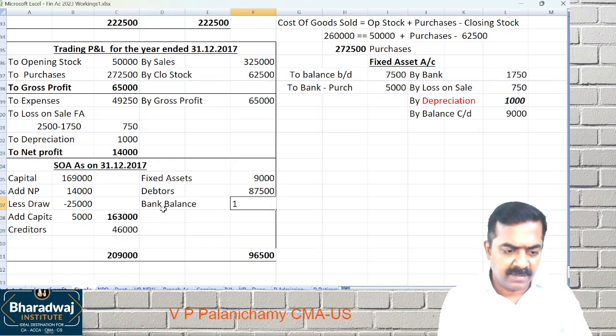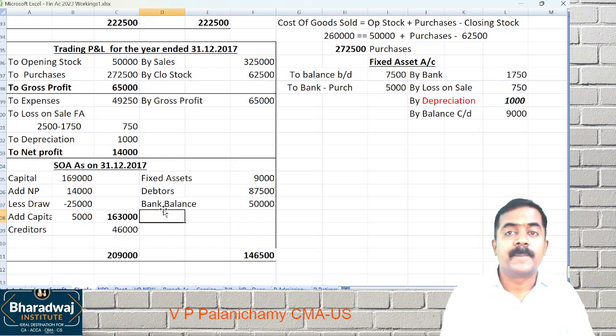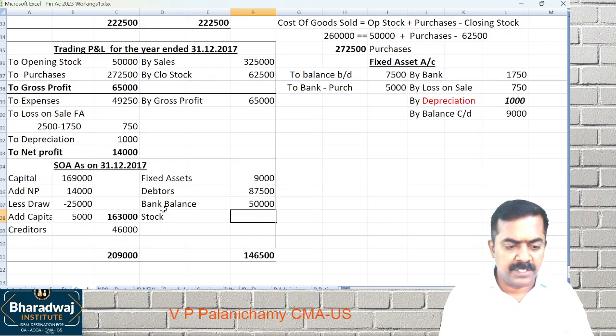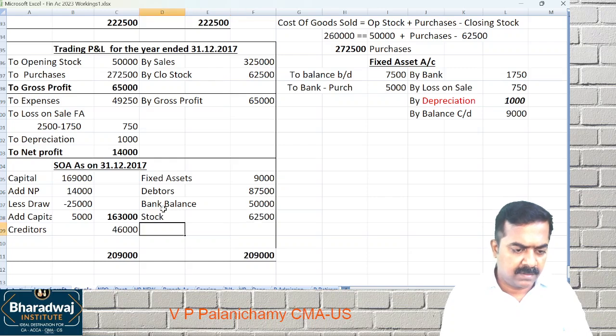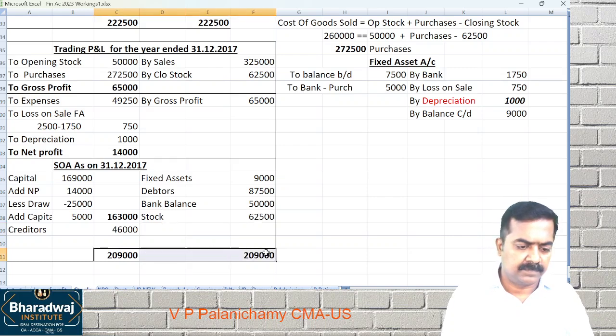5015. Then stocks, closing stock. What is the closing stock? Values.